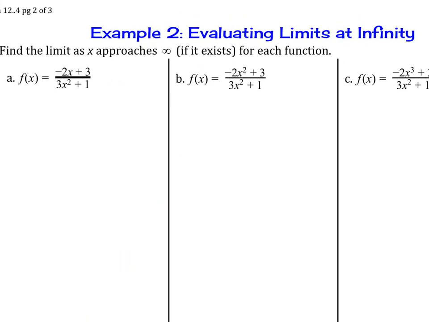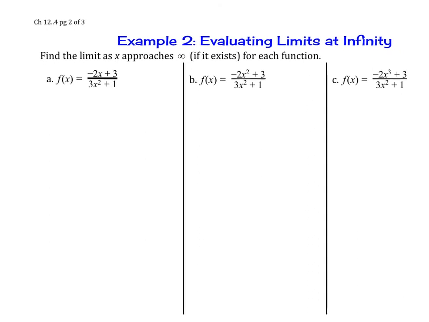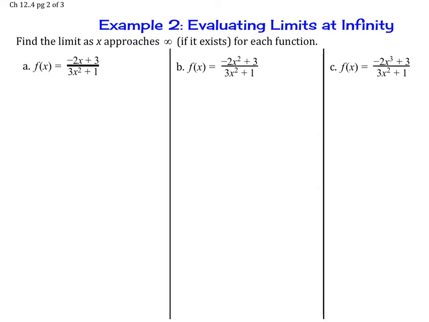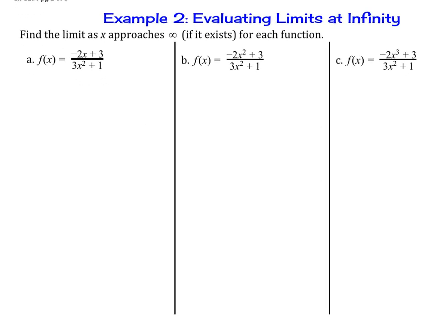So we're going to try that in example 2. Evaluating limits at infinity. Find the limit as x approaches infinity if it exists for each function. So what this is saying is that we look at the highest power of the variable in the denominator. So that is going to be x squared. Now what we're going to do is take that x squared and divide it into every single value in the numerator and denominator.